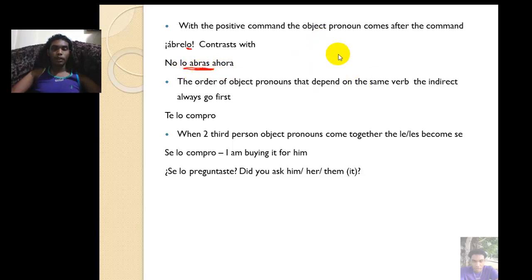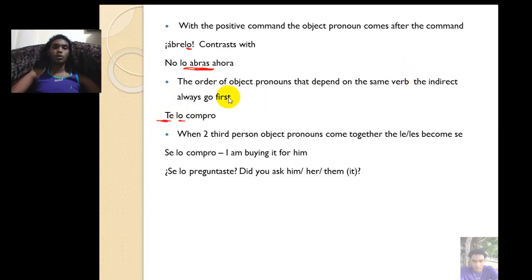The order of object pronouns is very important, and this is where some people get a bit of a problem when trying to understand Spanish. I struggled with it early on, and now I no longer struggle with it. Te lo compro. I will buy you it. So I'm buying it for you. Technically, I am buying it for you. So it's going for you. The indirect always goes first.